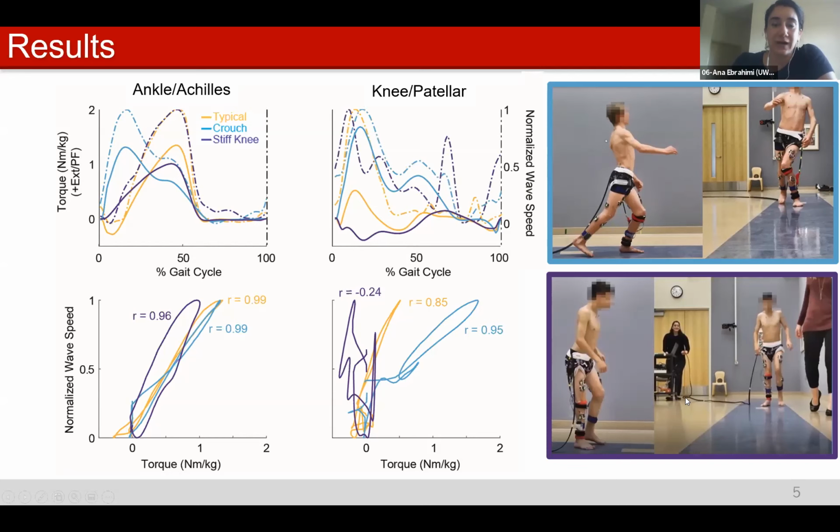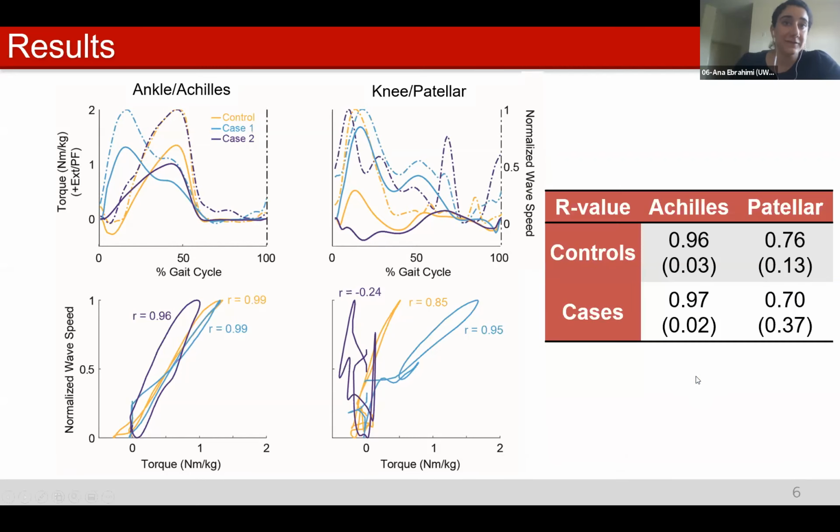In individual trials, we did see periods of high patellar tendon wave speed and low knee torque, which can arise from co-contraction of the knee extensors and flexors. On average, across all our subjects, we found a lower correlation at the patella, around 0.7, compared to the ankle at 0.97.